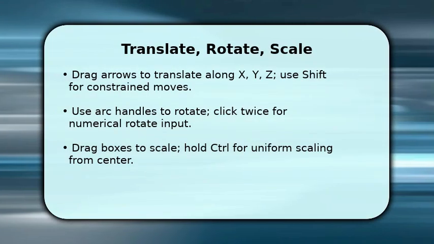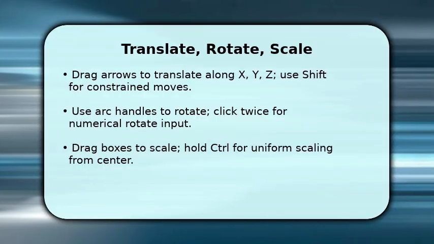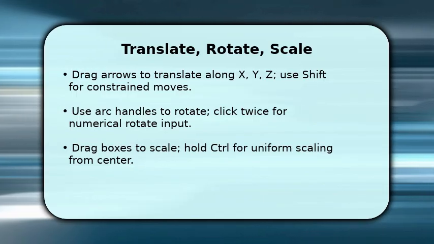Once Gumball is positioned, use the colored arrows to translate along X, Y, and Z. You can hold Shift to constrain to screen plane motion if needed. For rotation, grab the arc handles, rotate freely, or click an arc twice to type an exact angle for precision.